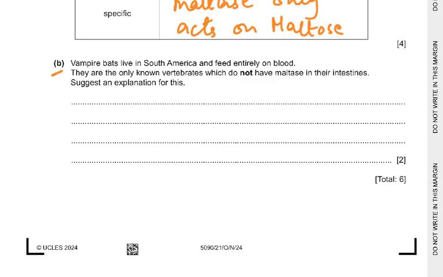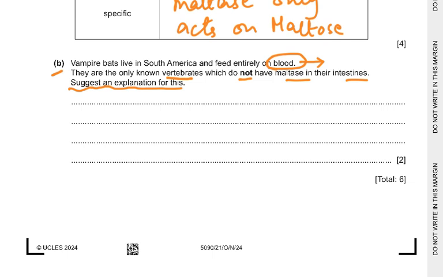Then coming to the B part of the question, vampire bats live in South America and feed entirely on blood. They are the only known vertebrates which do not have maltase in their intestine. Suggest an explanation for this. Well, why? Because there's no maltase and there's no maltose in the blood. Blood does not contain maltose; it contains glucose.